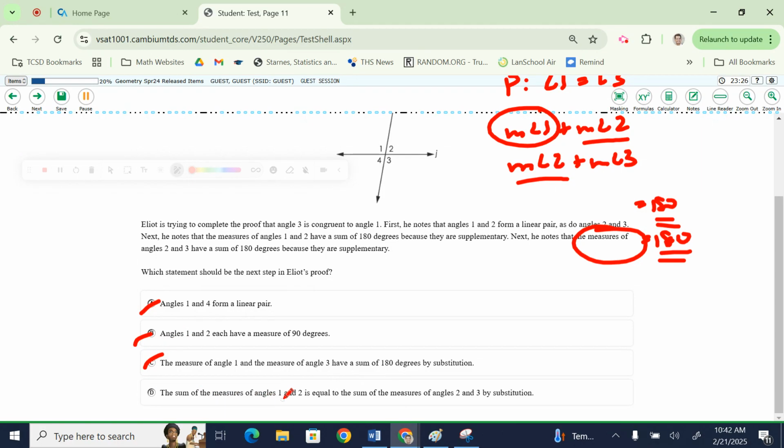The measure of angles 1 and 2 is equal to the sum of the measures of angles 2 and 3. That is the step. That is the one we're going to use, and let me show you why. So it says by substitution.